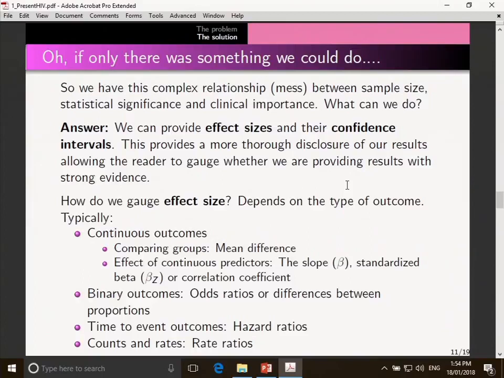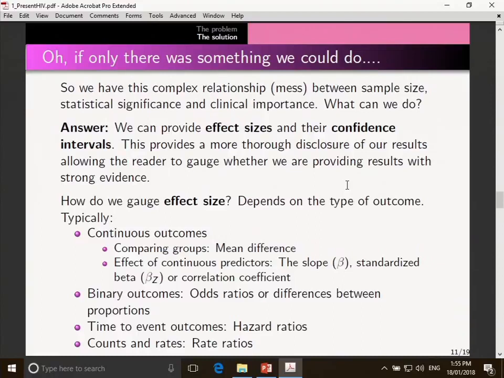allowing a reader to gauge whether we are providing results with strong evidence. So how do we gauge effect size? Well, it depends on the type of outcome we have. Typically, not always, but typically for continuous outcomes, if we're comparing groups, we'll use something like a mean difference. If we're looking at the association between two continuous variables, we might use a standardized beta or a correlation or something like that. Binary outcomes, we use things like odds ratios or differences in proportion, again, depending on design, which is better. For time to events, hazard ratios, there are other things as well we can use.